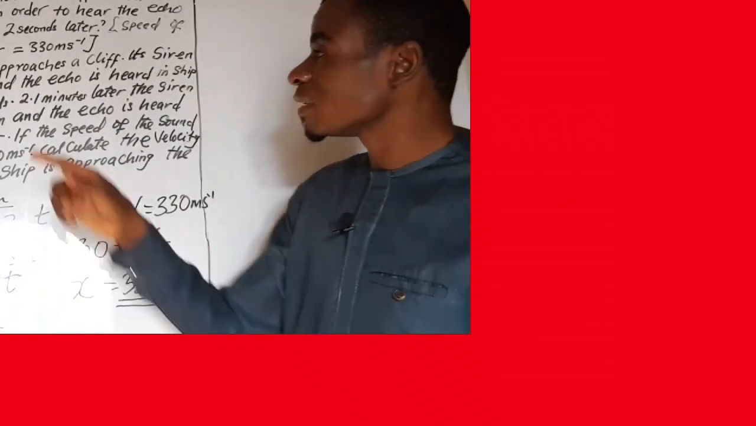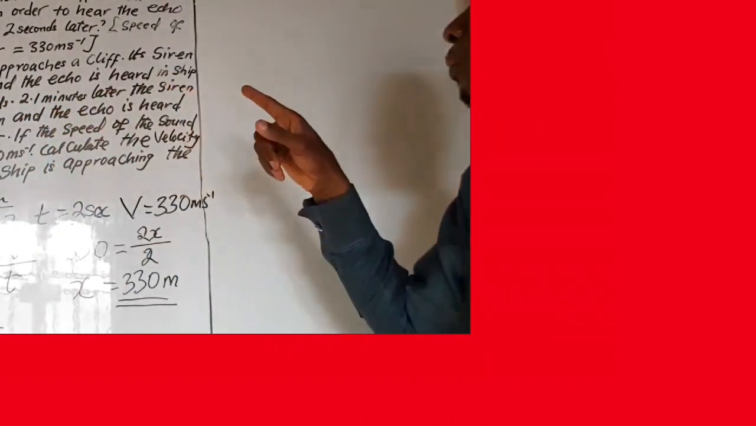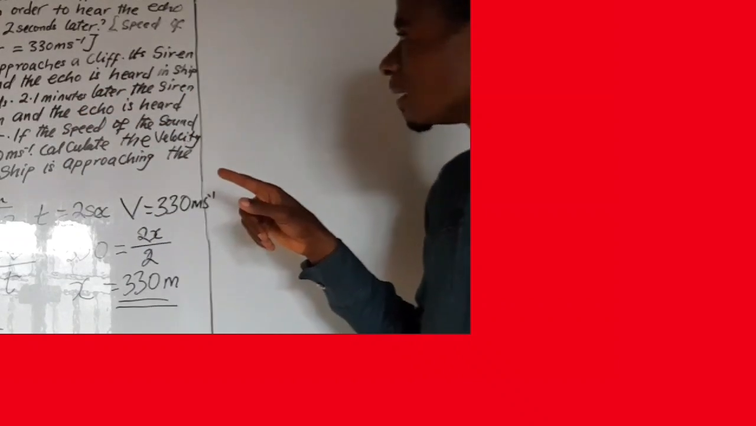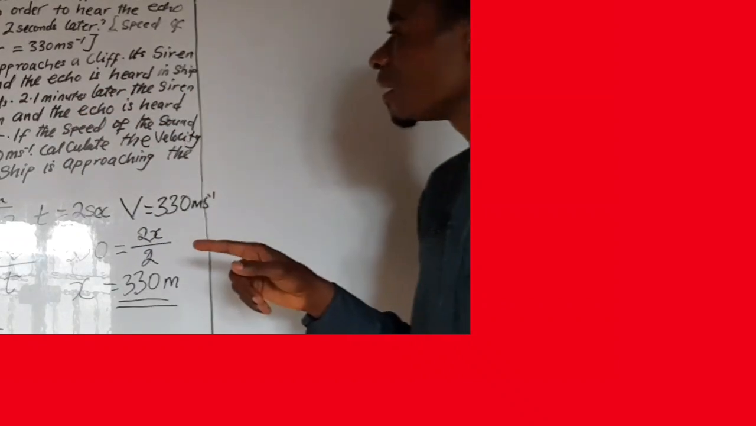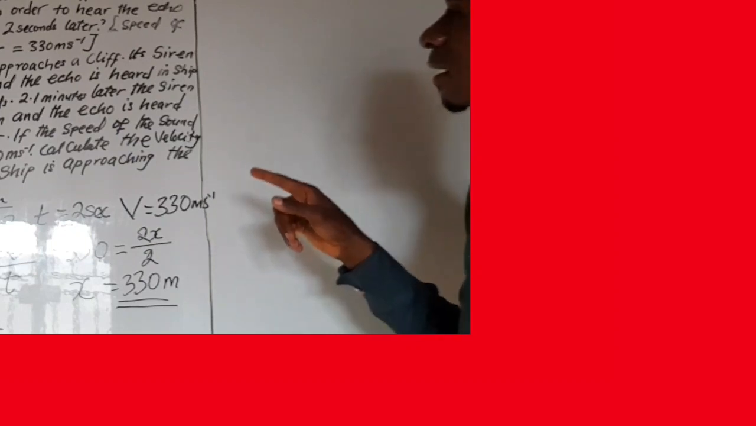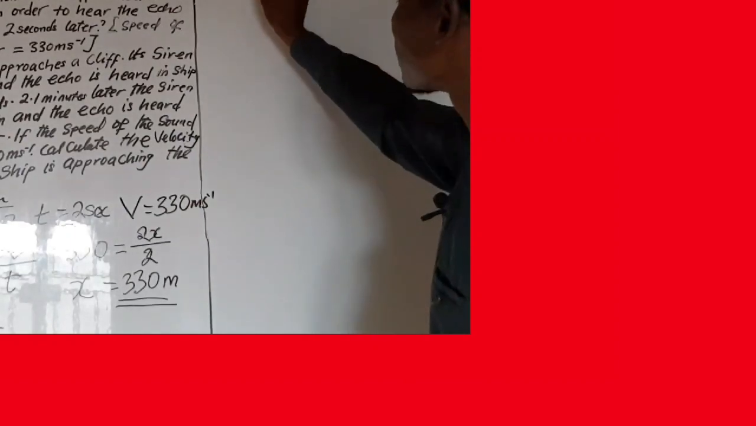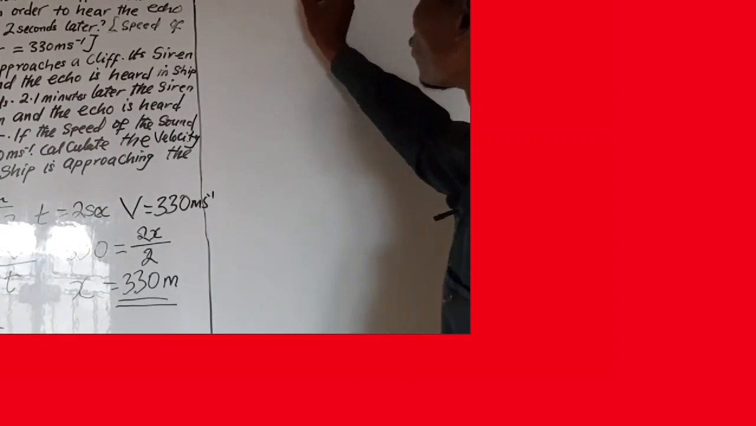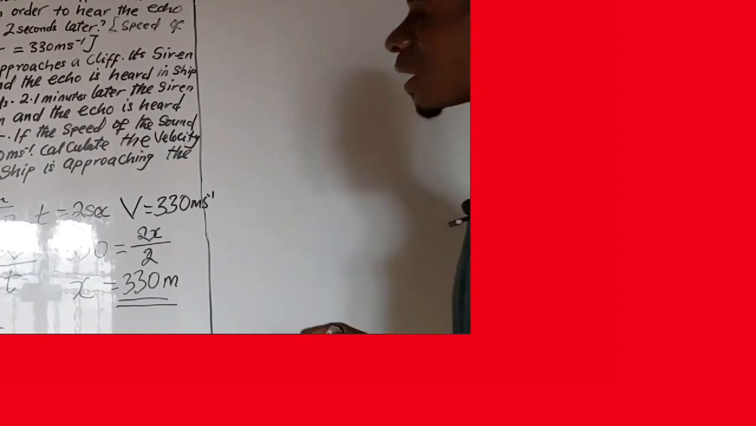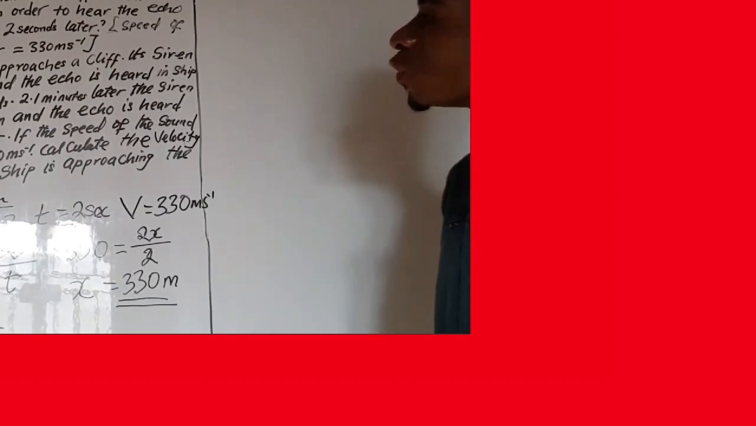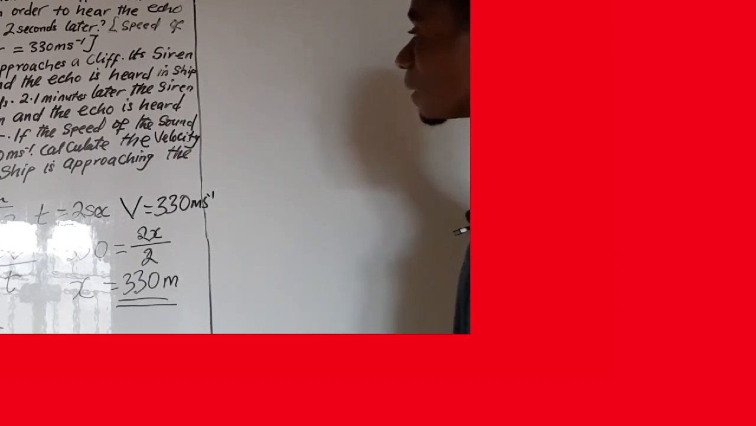Number two is saying that as a ship approaches a cliff, its siren is sounded and the echo is heard in the ship after 12 seconds. So we can say the time t is equal to 12 seconds. Okay? Time t is equal to what? 12 seconds. Full stop.